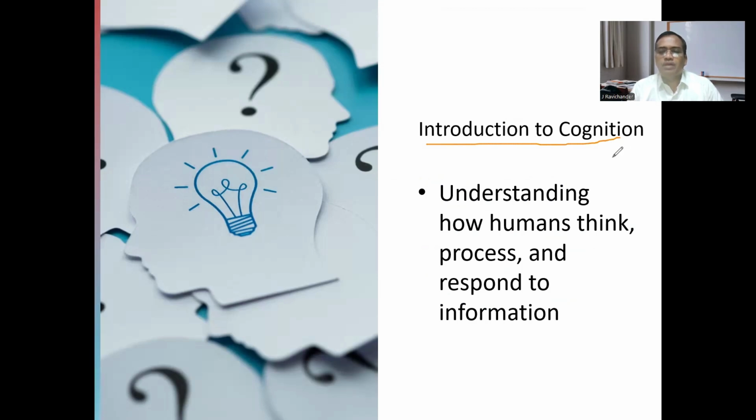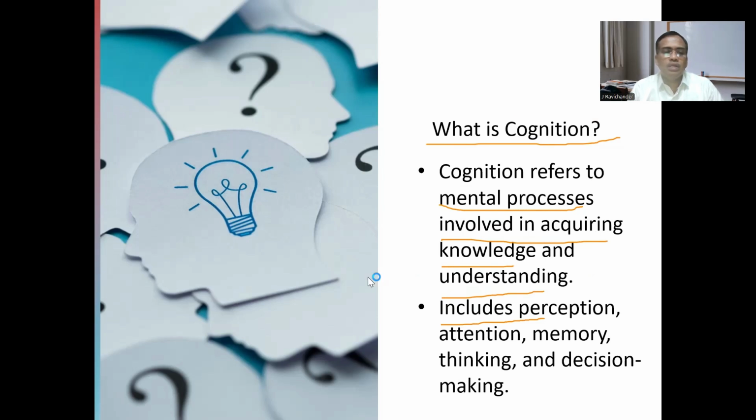So what is meant by cognitive science? Cognitive science is understanding how humans think, process, and respond to information. Cognition means how the human brain is thinking, how it is processing the information, and how it responds to the information. That is known as cognitive science.